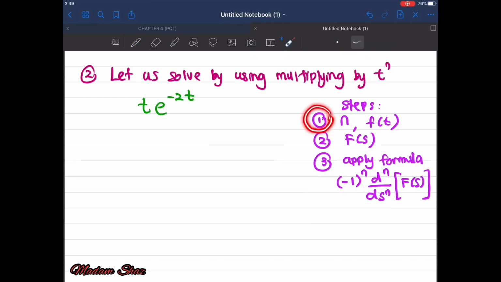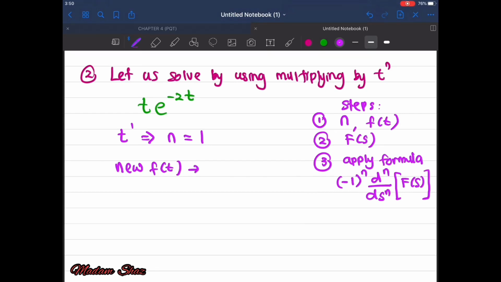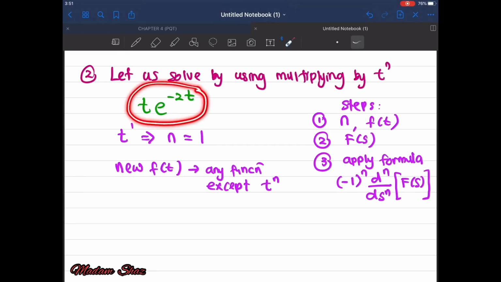Step number 1, determine n and your f(t). So we have t e^(-2t). We determine the value of n from t to the power of n here. We have t to the power of 1, so that's why our n is equal to 1. Now you have to determine your new f(t). Our new f(t) is any function except t to the power of n. So now you have f(t) equal to the exponential e^(-2t).